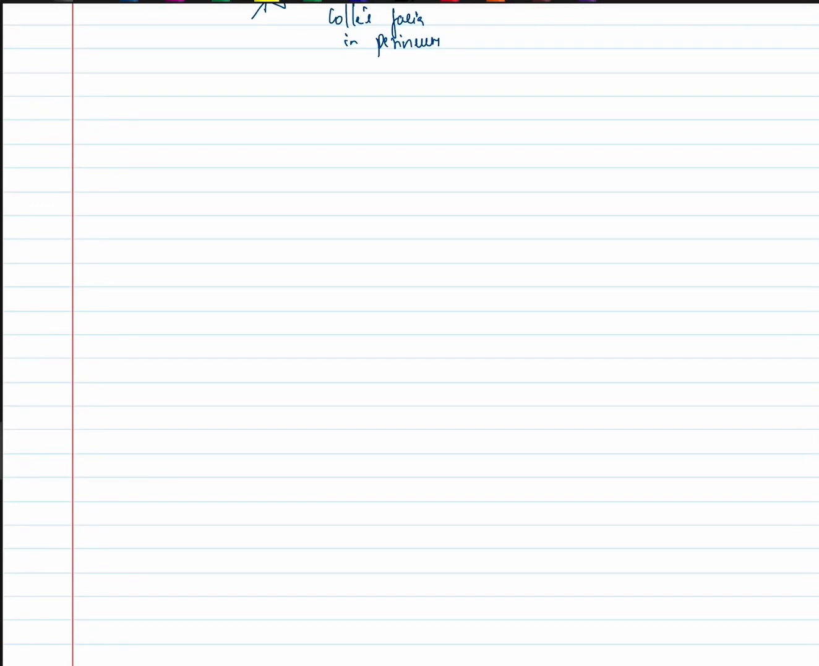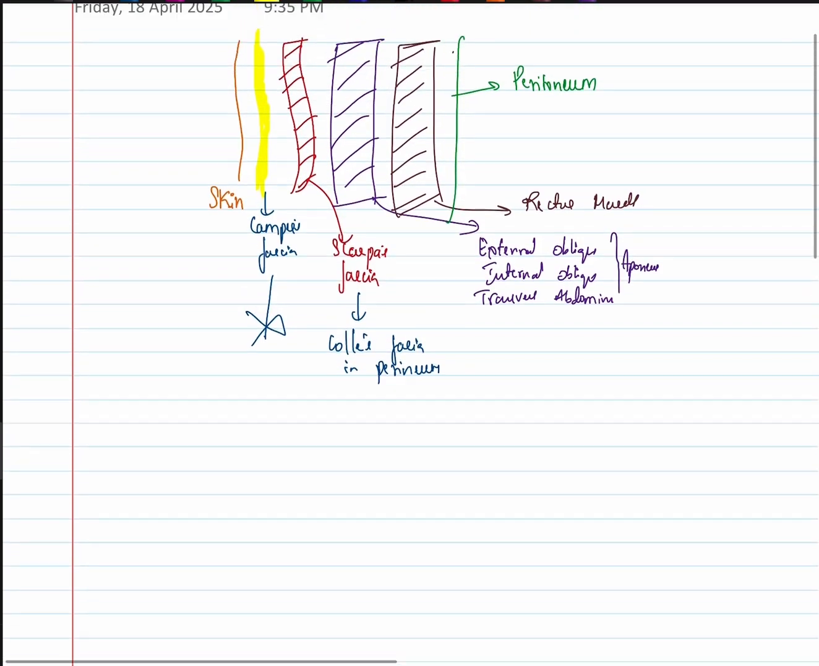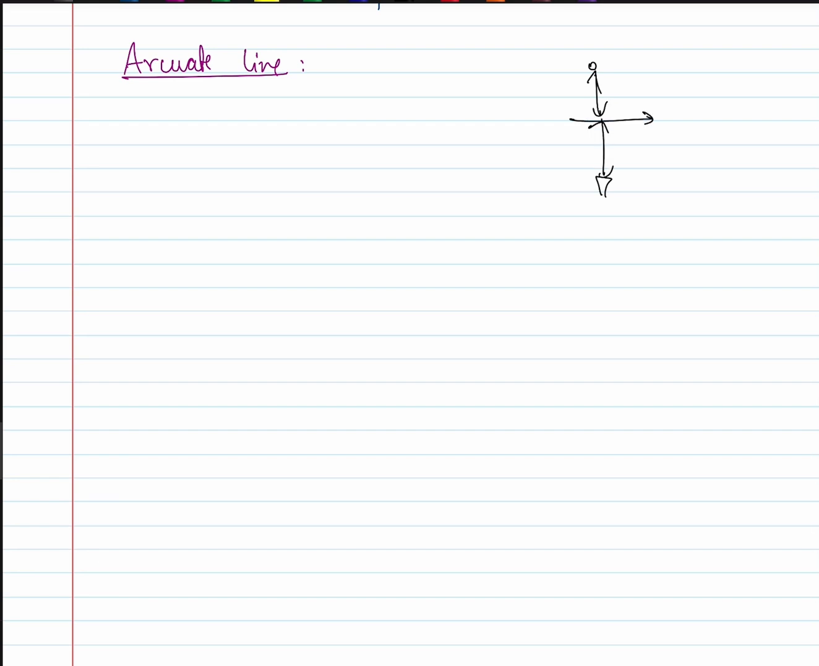So we are continuing the anterior abdominal wall anatomy. In the last video we saw the layers of the anterior abdominal wall, and now I'm continuing with the same. You must have heard about something called the arcuate line. This line is a junction between the umbilicus and the pubic symphysis. It's a junction between the upper 1/3 and lower 2/3. This is your arcuate line.